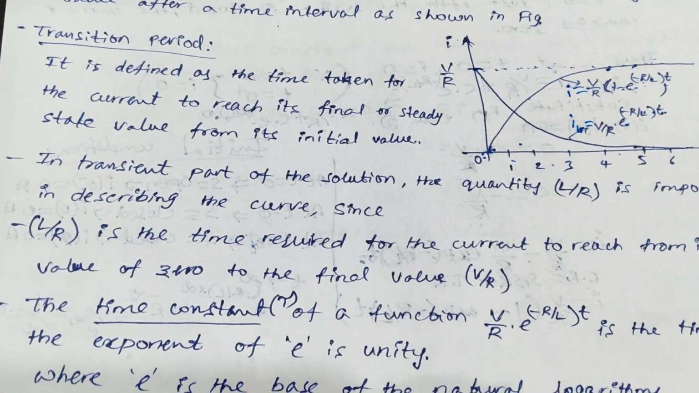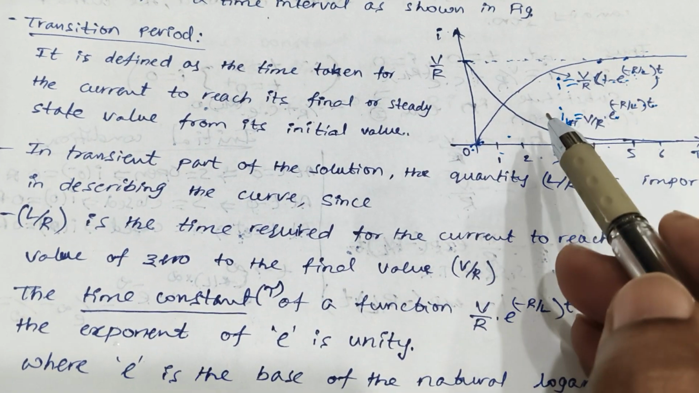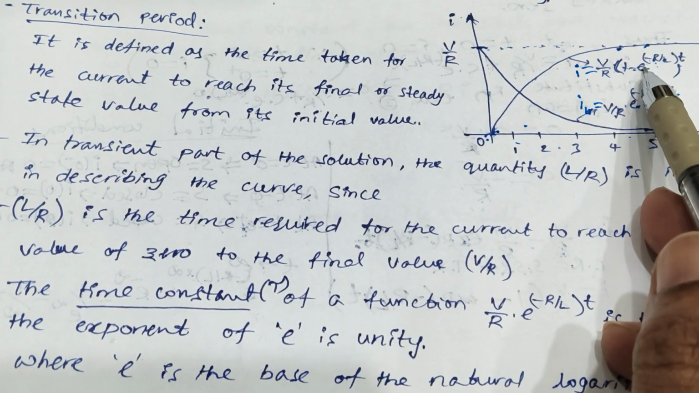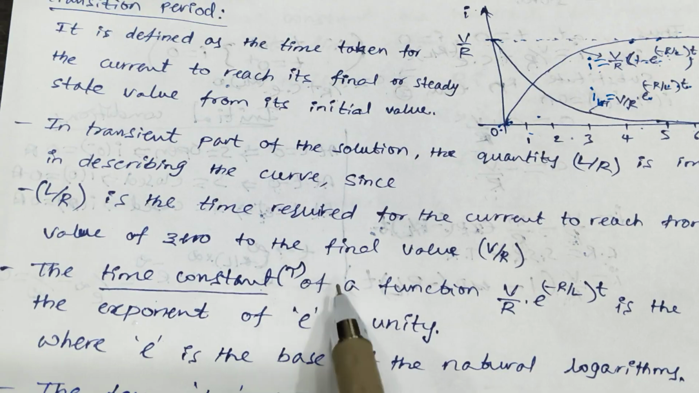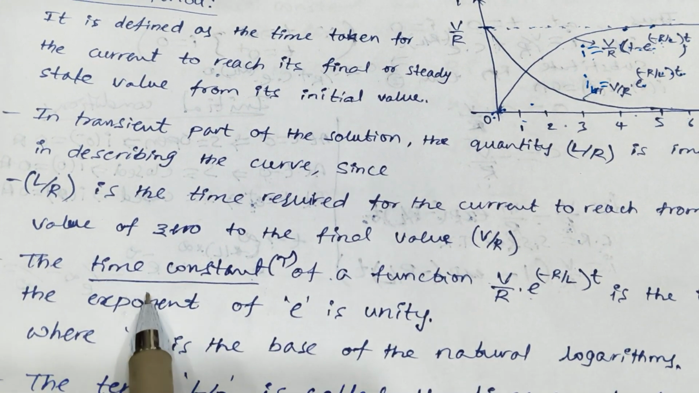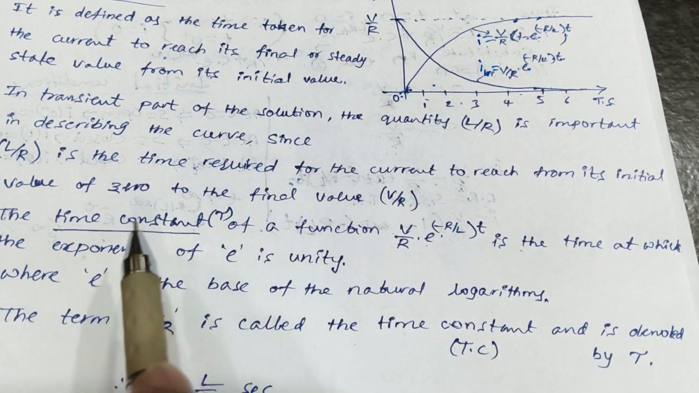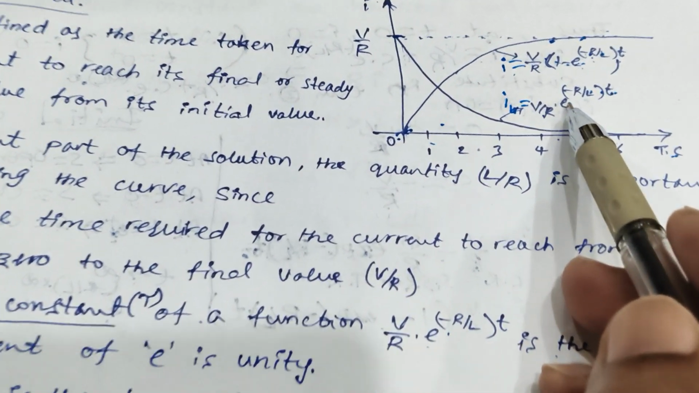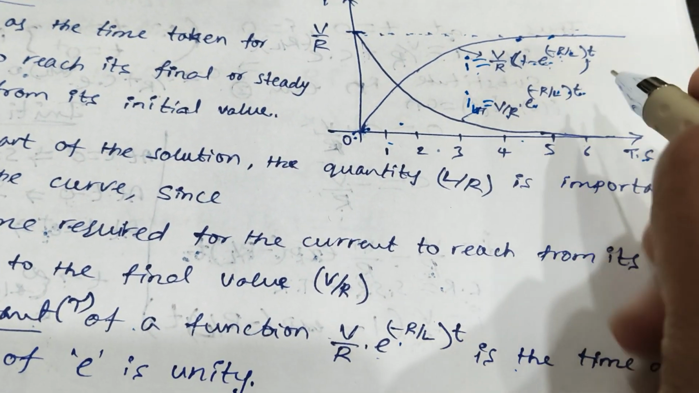So what is the time constant? To define the time constant, I can use this transient equation or the overall current equation. If you see this transient current equation, v by r into e power minus r by L, the time constant of a transient function is the time at which the exponent of e is unity. The exponent of e should become 1. When will it become 1?